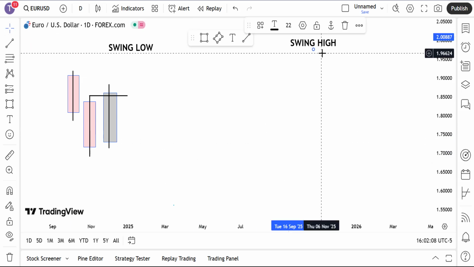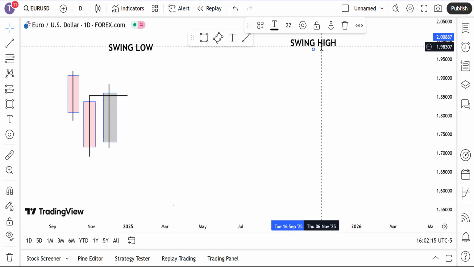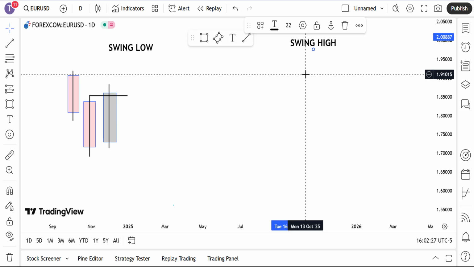When we talk about a swing high, a swing high is the opposite of a swing low, like what I explained earlier. It tells us that price may stop rising and start falling.